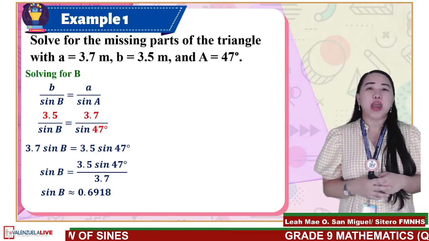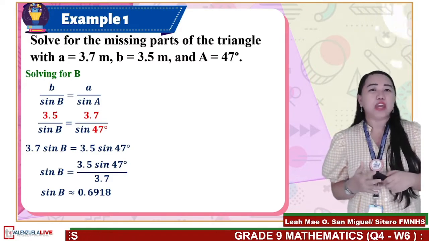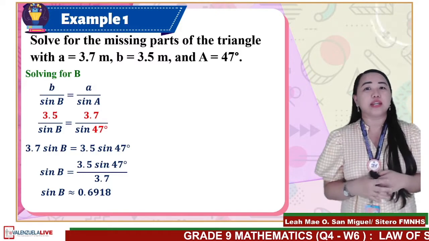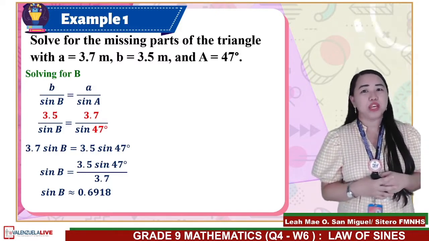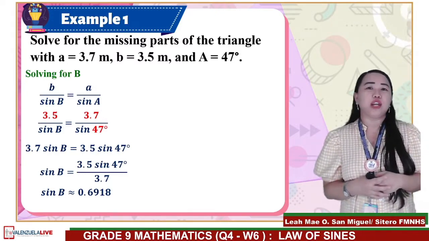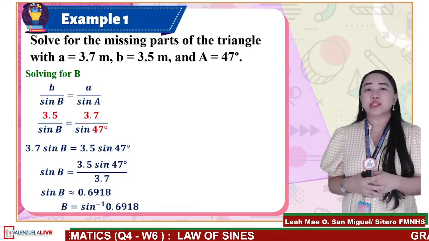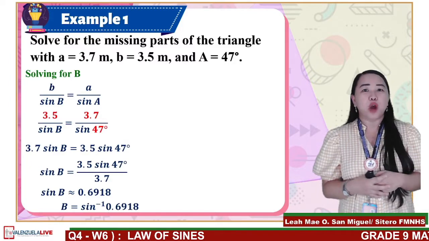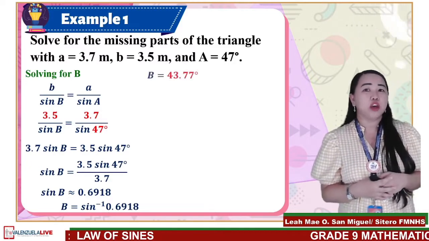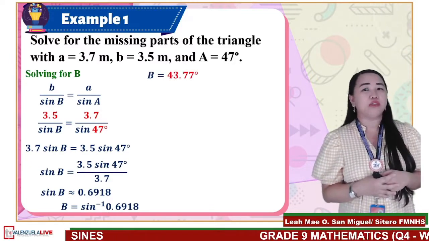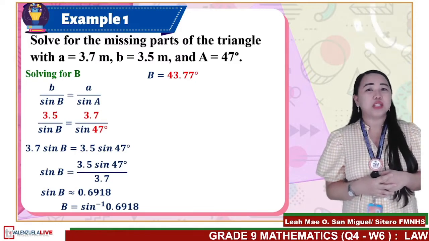Solve for B and find its supplement to identify if there is one or two triangles existing in the given. Using the scientific calculator in degree mode, find the arcsine of 0.6918. The approximate measure of B is 43.77 degrees. Let us find its supplement.